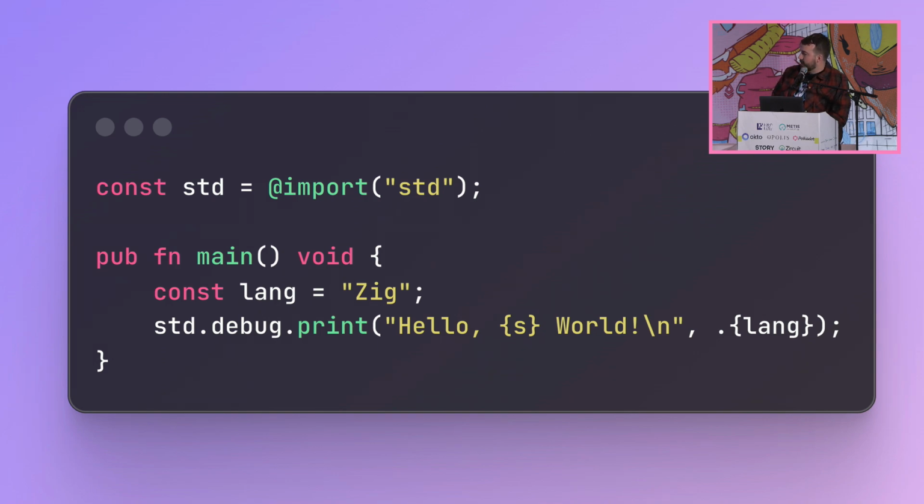So this is just a basic hello world. As you can see, it's really simple. It's C-like. You've got a public function main, returns void. It's assigning a string. It's using the debug print to print hello world. Pretty straightforward.